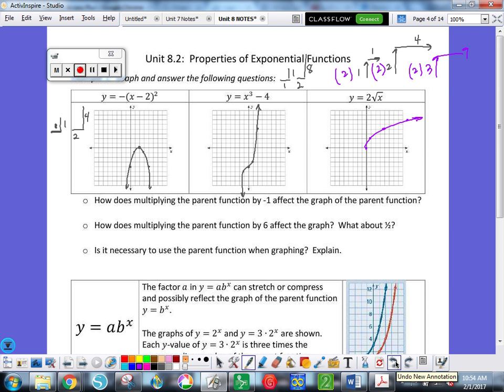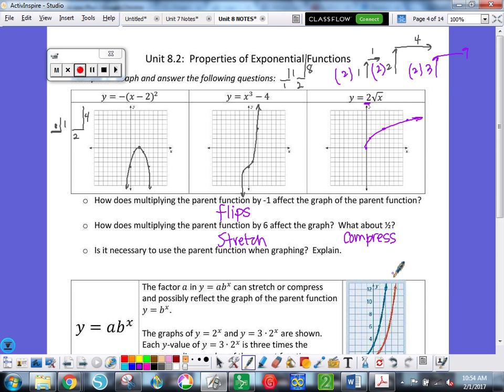Okay, so really quick, how does multiplying the parent function by a -1, like this right here, affect the graph? It flips it, good. How does multiplying the parent function by a 6 affect the graph, like this one? Good. What about a 1/2? Good.